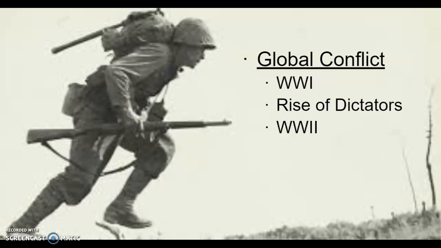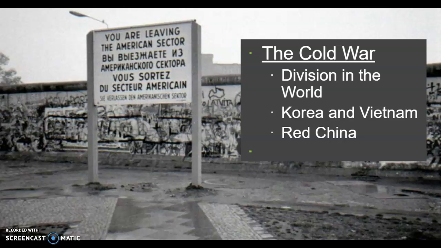When we return from winter break, we start our global conflict unit. As soon as we return after the break, we start our study of World War I. We do a short unit of the rise of dictators, and then we spend much of February on World War II and the Holocaust. After that, when we get to the springtime, we begin our study of the Cold War, where we talk about the superpowers and the division between them. We'll talk about the conflicts in Korea and Vietnam, as well as communist China.